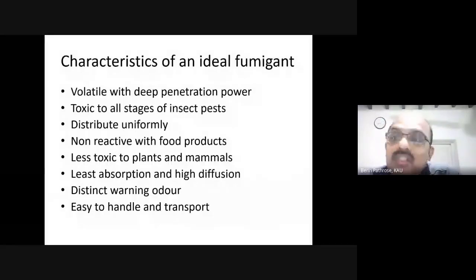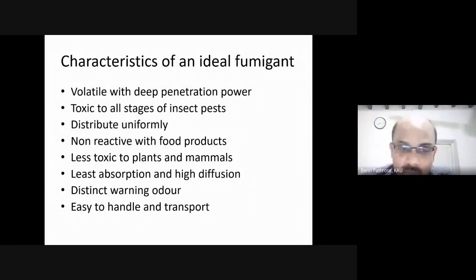So almost all the fumigants should have a warning mode. Otherwise, there can be accidents, because if it's in a gaseous form, nobody can see whether it is fumigated or not. So if a room is fumigated and one person accidentally enters it, it should instantaneously warn about the presence of fumigant. So a warning odor should be there. We will see when we discuss fumigants how this warning property is there.